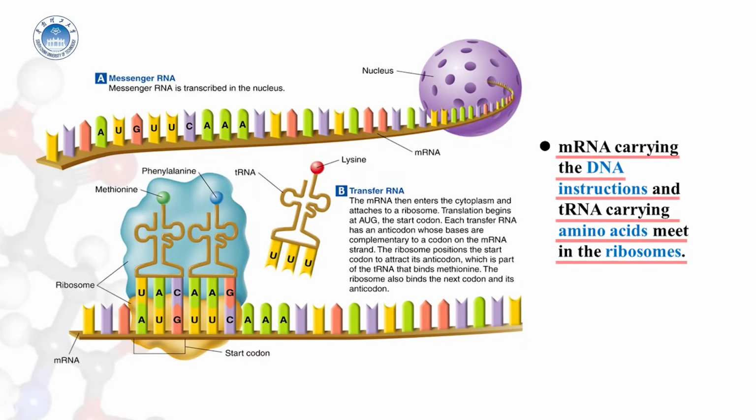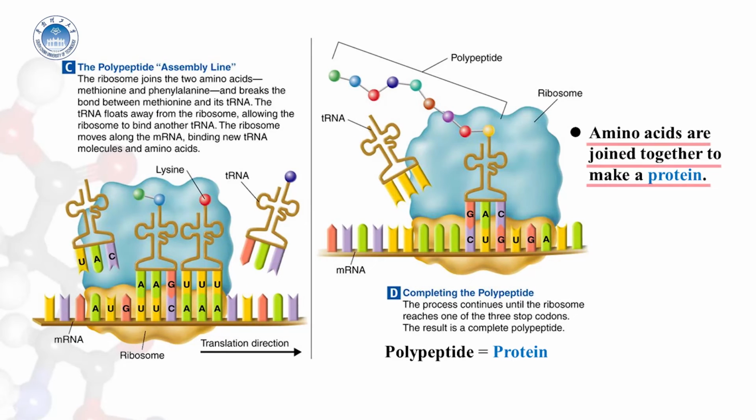The mRNA carrying the DNA instruction and the tRNA carrying the amino acid meet at the ribosome. This cartoon shows the process of how it happens. The amino acids are joined together to make a protein.